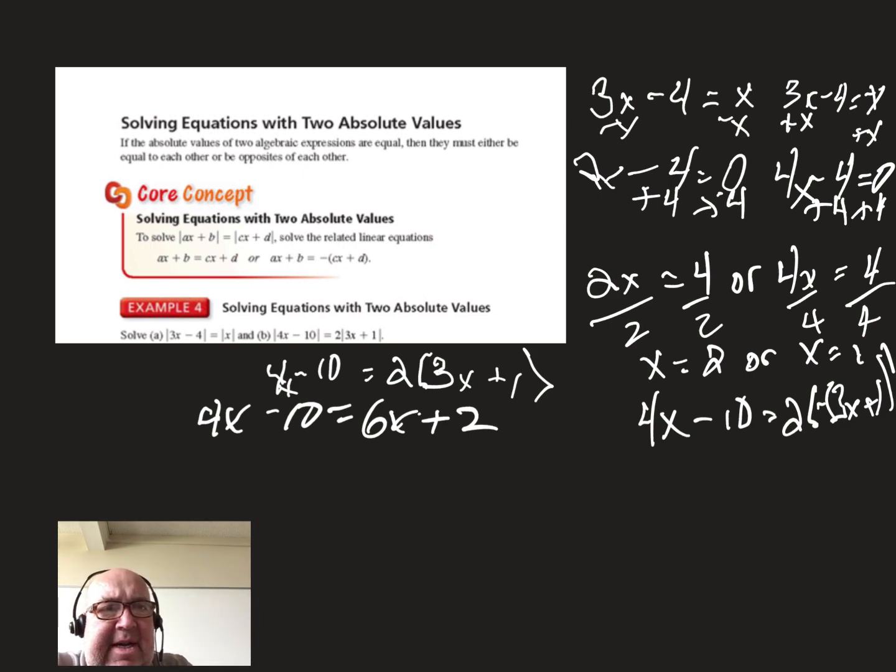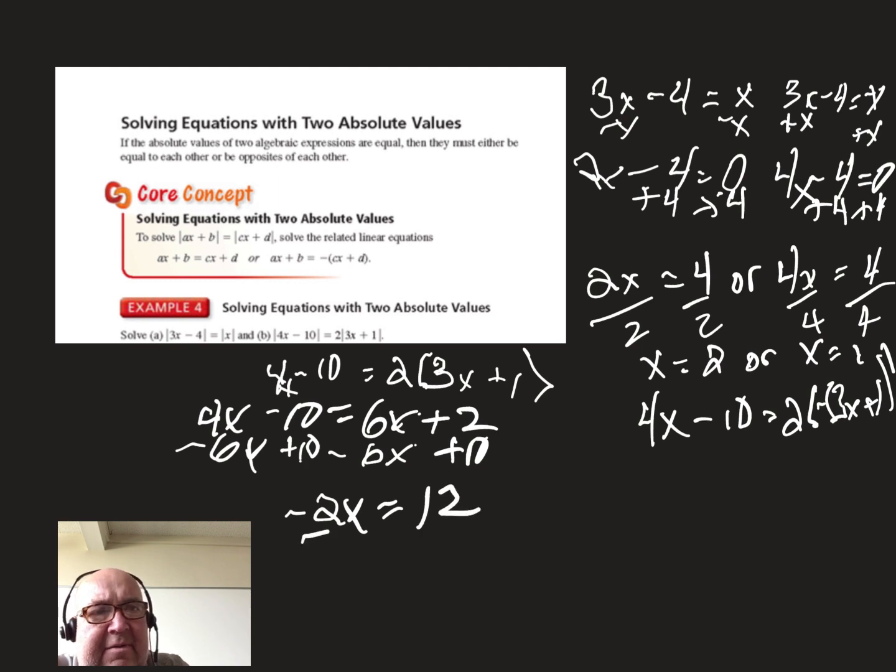We're going to take our x's to one side of the equal sign, minus 6x, minus 6x. We're going to take our constants or numbers to the other side. We're going to have negative 2x is equal to 12. We're going to divide by negative 2, negative 2. We're going to get x equals negative 6.